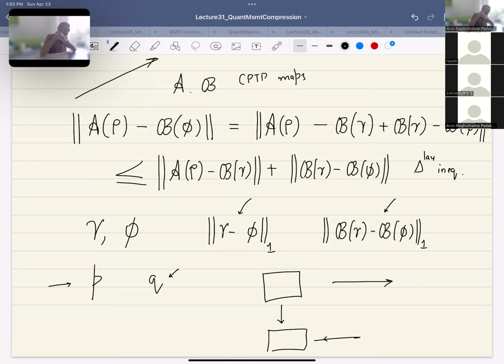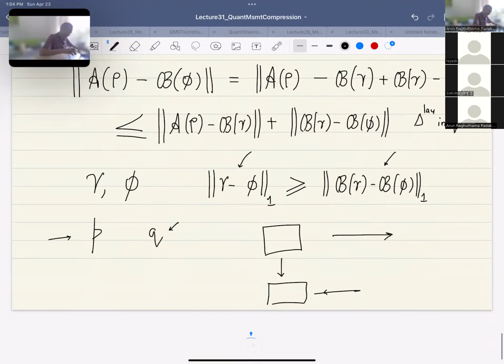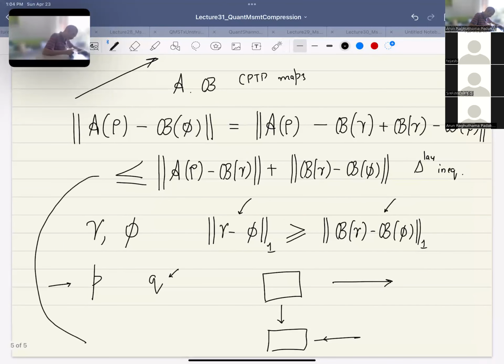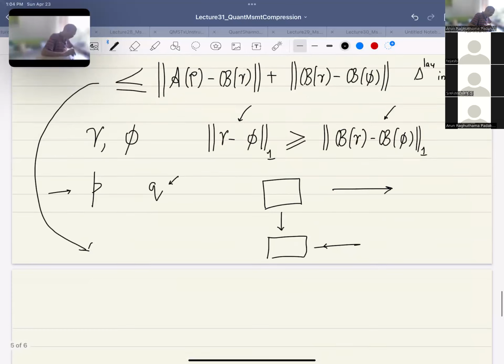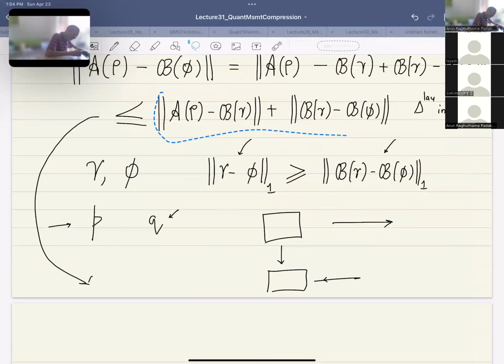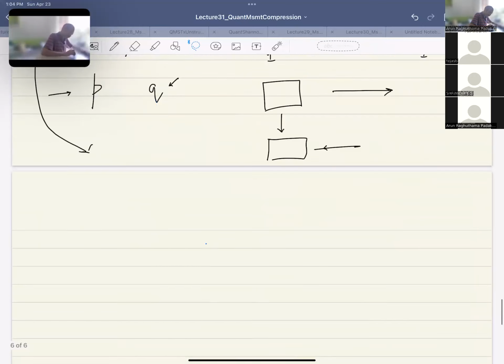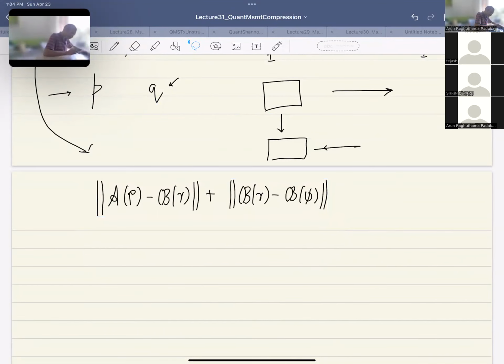So if it is harder to distinguish B gamma and B phi, that means they must be closer, right? So the distance between gamma and phi is going to be more than the distance between B gamma and B phi. So that tells me, let me copy this as is and paste. This is lesser than, and I keep the first term as is.